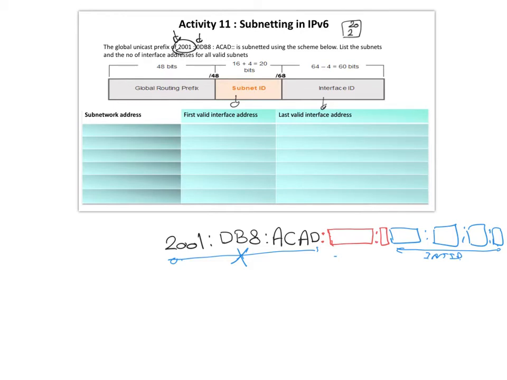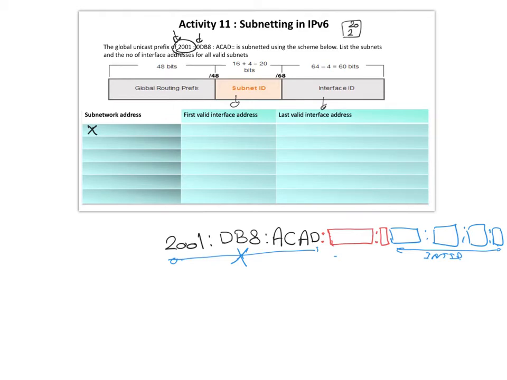Okay, so now we are requested to calculate all the subnetwork addresses for all the 2 to the power 20 different subnets. Okay. So if we try to calculate the subnetwork addresses first, we'll have X, and the X here is all these 3 hexadecimals.